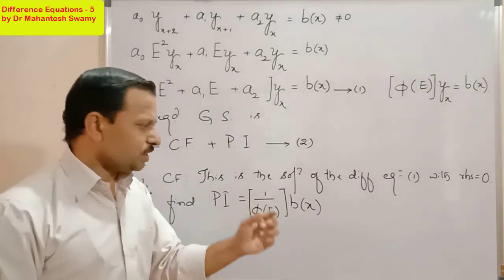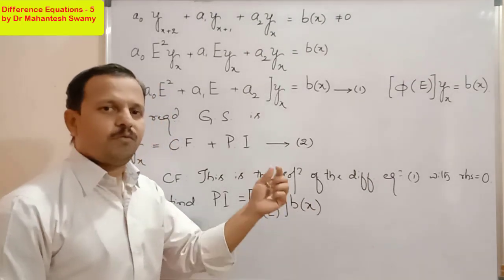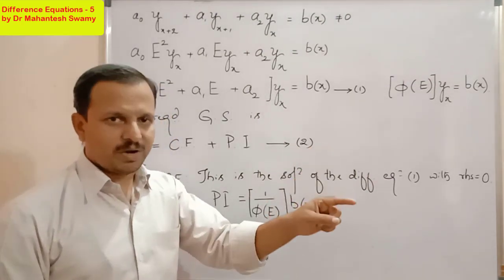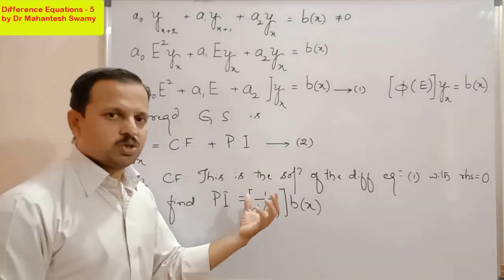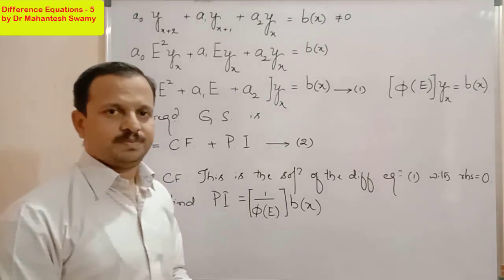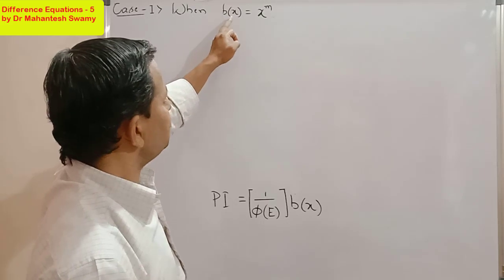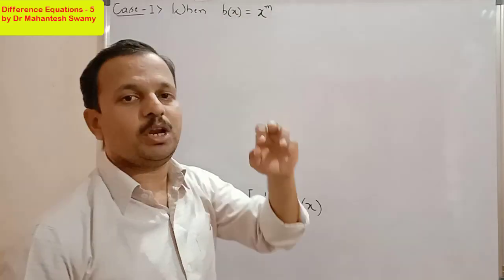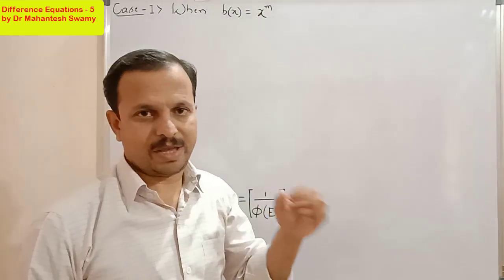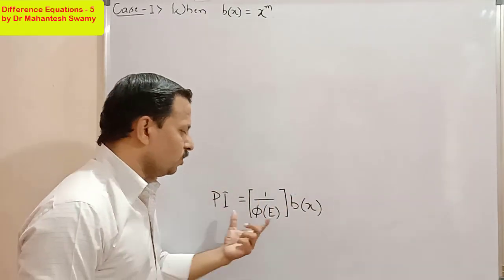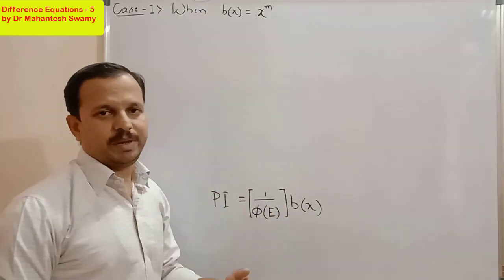In the beginning, we shall consider the RHS function b of x when it is of the form x to the power m. So what should be done in order to evaluate this? We shall consider that now. Let us consider the first case when the right hand side function b of x is a polynomial function of degree m, that is a function of the kind x to the power m. We know that the particular integral is 1 divided by phi of E operated on b of x.